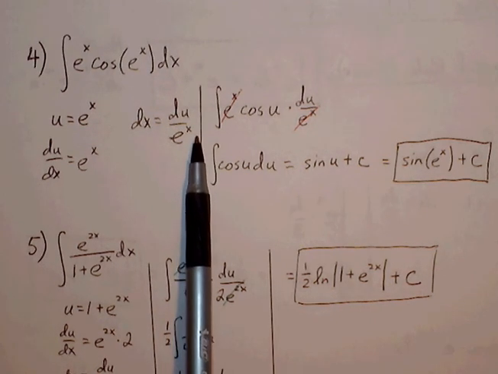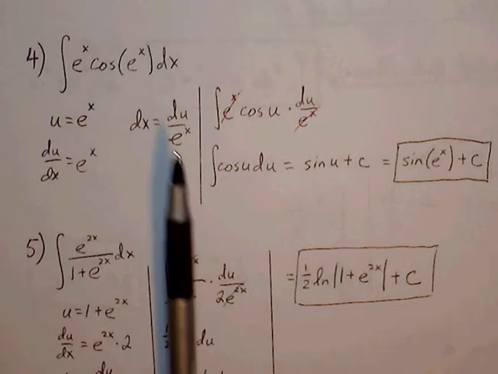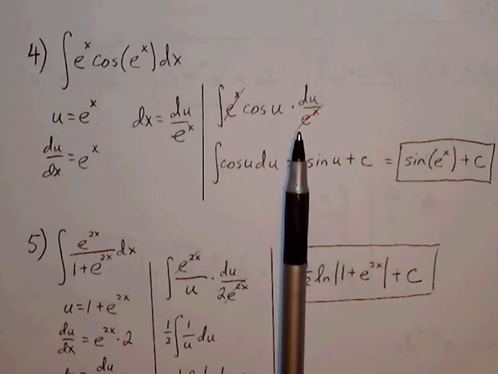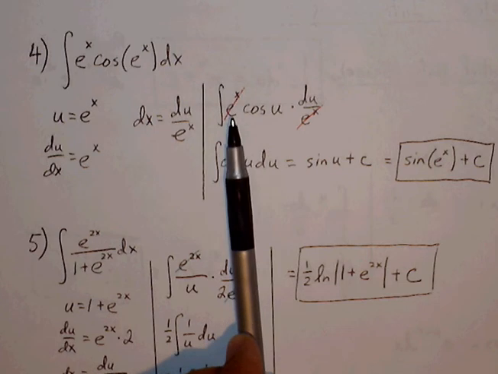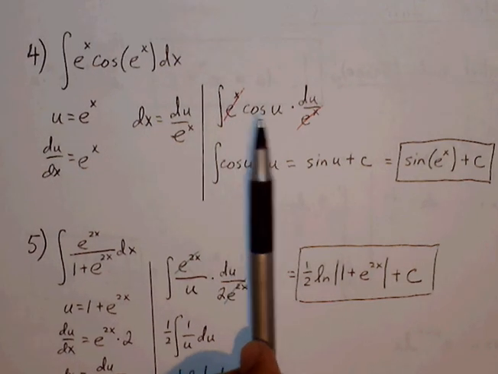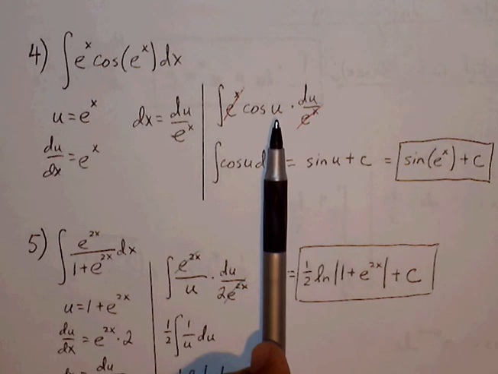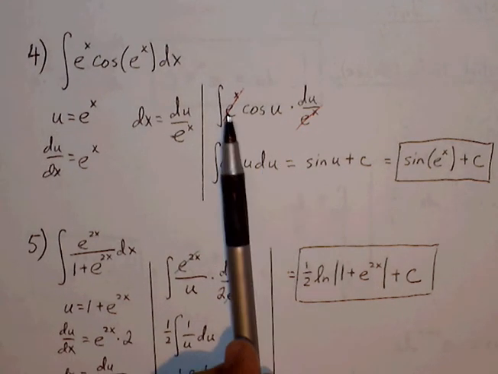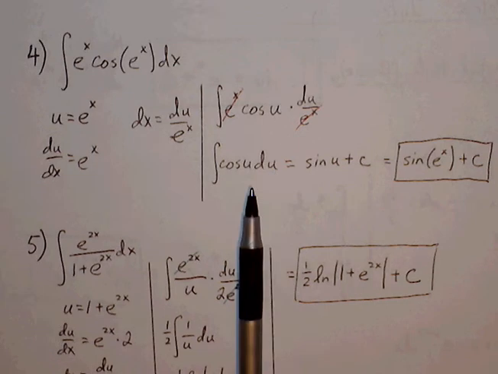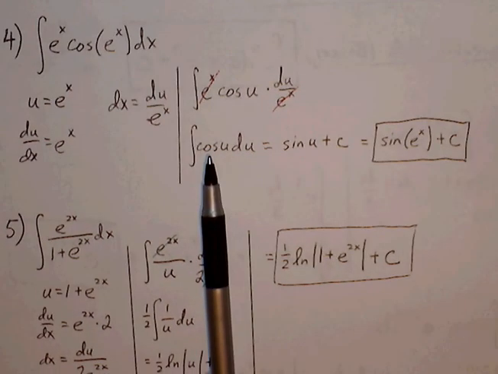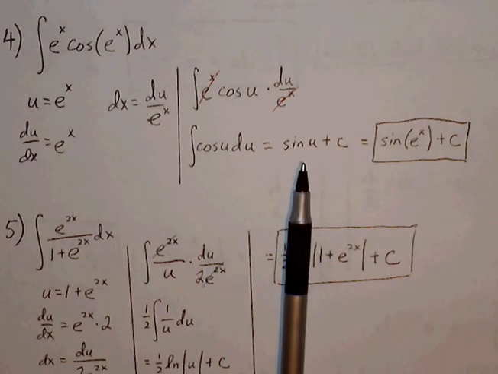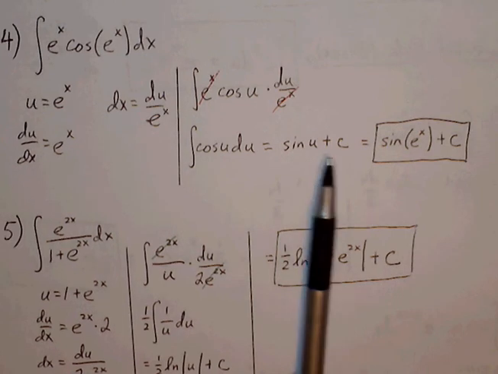So in this case, this outside e to the x does not get replaced. Only this term inside the cosine gets replaced. So we want the e to the x to cancel out. They do. The integral of cosine of u, we know the integral for cosine is simply sine. So then sine of u plus c, and then u gets replaced in terms of x. Sine e to the x plus c.